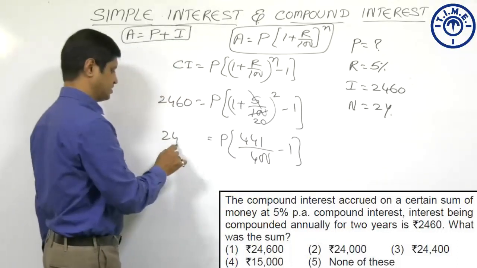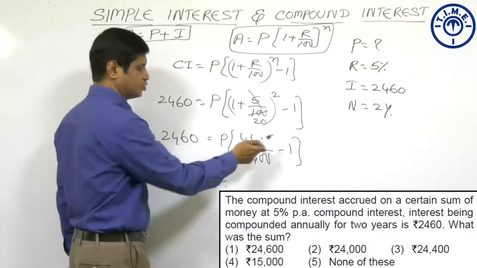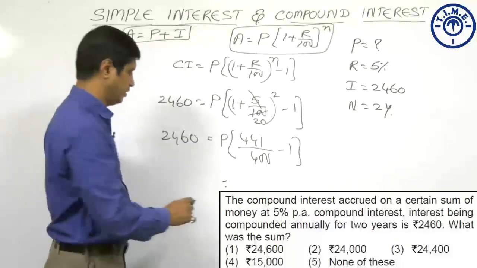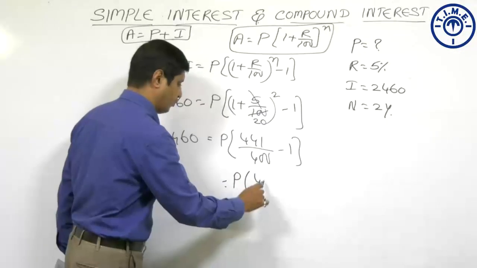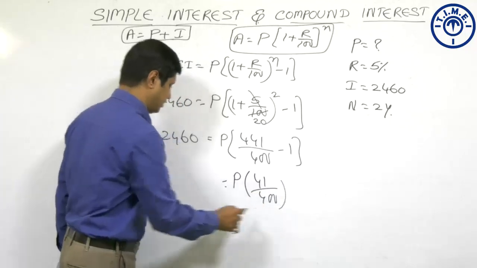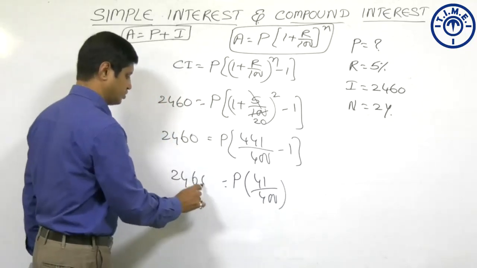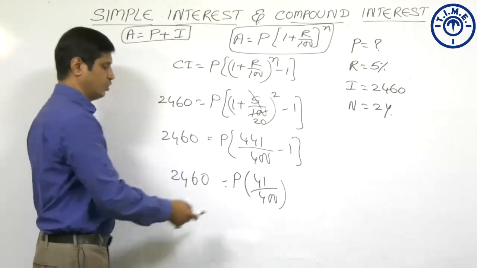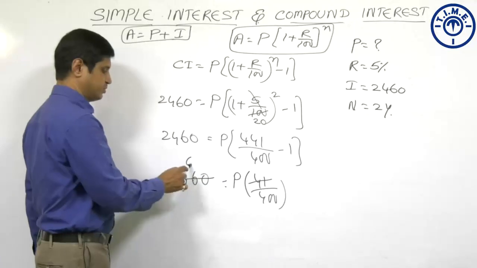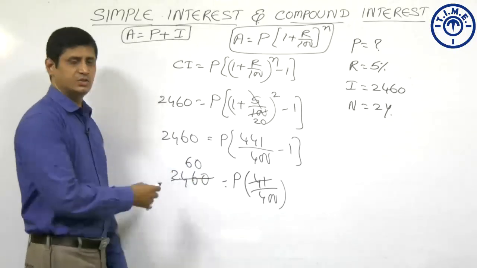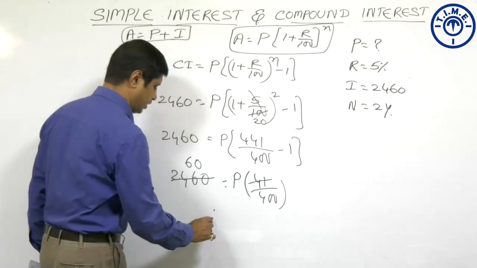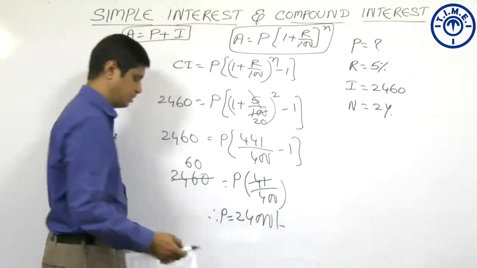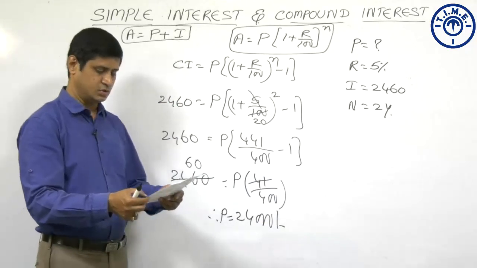Now, solving this. What is the difference in these two values? Now, 400 is the LCM, 441 minus 400 is 41. So, P into 41 by 400 is equal to 2460. If you observe the values 41 and 2460, it exactly goes 60 times. So, 6 into 4 is equal to 24, and with the zeros, 24,000. Now, the principal value is 24,000 rupees. The right choice for this question is option 2.